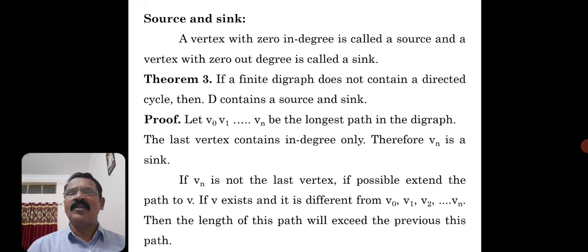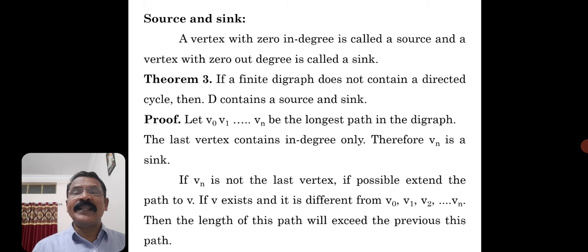Even the initial vertex is also an end vertex, but in case of a directed path, what would be the in degree of the last vertex? 1. So therefore, what I am going to say is that the last vertex contains in degree only 1. Therefore, Vn is a sink. Definitely Vn is a sink whose in degree is 1.